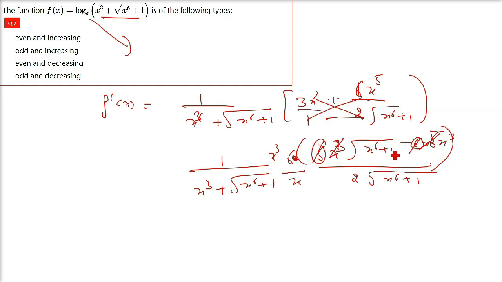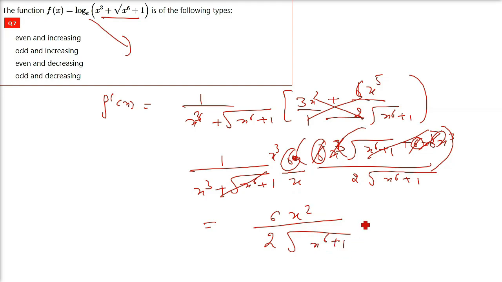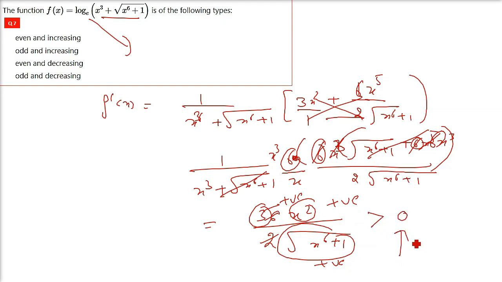And the numerator from which the 6x square has been taken, that gets cancelled. So what do you get finally? As I said, we have 6x squared twice and there is an x in the denominator also. So under root x raised 6 plus 1. When you cancel this, what do you get? So final observation, what we find is 3 is positive, x square is positive, under root x, anything with under root will be positive. When everything is positive, what are you going to get? It is greater than 0. This means it is increasing.